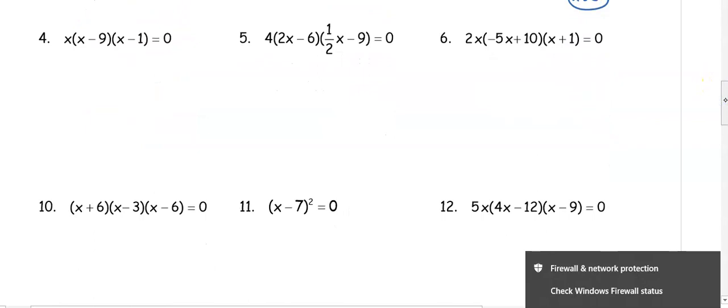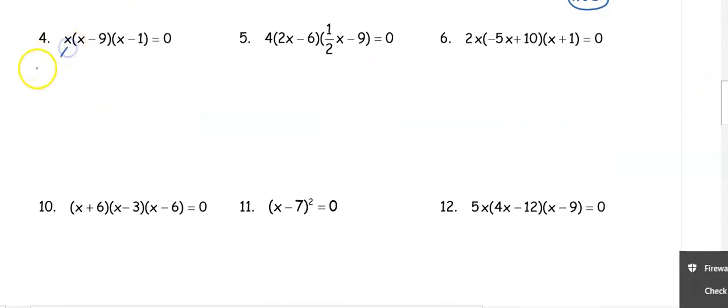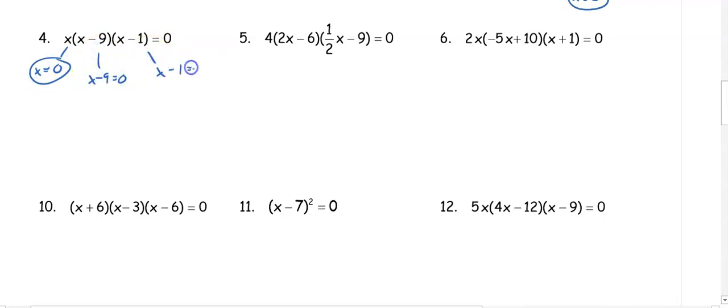In number 4, we have 3 terms. So we have x equals 0, we have x minus 9 equals 0, and x minus 1 equals 0. So for x minus 9 equals 0, we're going to add 9 to both sides, so x equals 9. And we're going to add 1 to both sides, so x equals 1. So in this case, it's going to have 3 solutions.